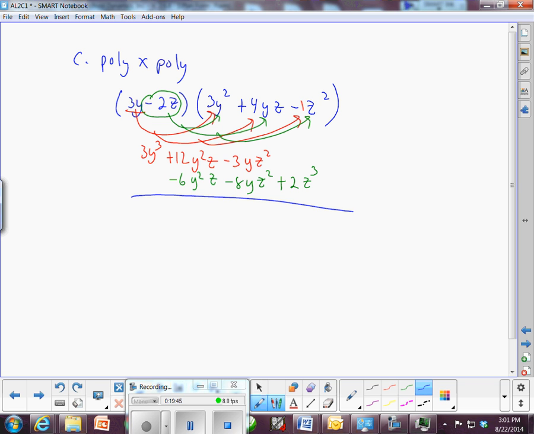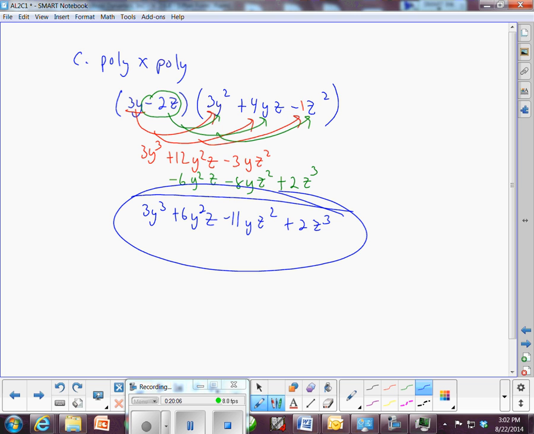We'll finish this off by adding like terms. 3y cubed. 12 positives, 6 negatives leaves you 6 positives of them. What are they? Y squared z's. 3 negatives of them and 8 more negatives of them is 11 negatives of them, right? So negative 11yz squared plus 2z cubed, and you get 3y cubed plus 6y squared z minus 11yz squared plus 2z cubed. And that's our multiplying of products of polynomials.